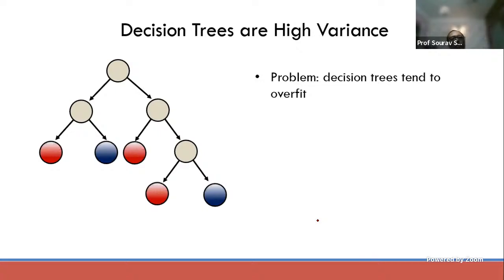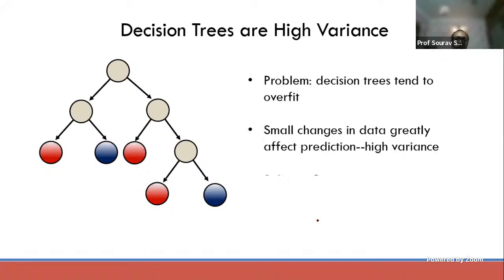Now let's talk about the other problems. So decision tree tends to overfit. We have already said that, right? Decision tree tends to overfit. Now, whenever the decision trees are overfitting, what happens is that on the training data you get good performance, but on the validation or testing part, you get a bad performance.